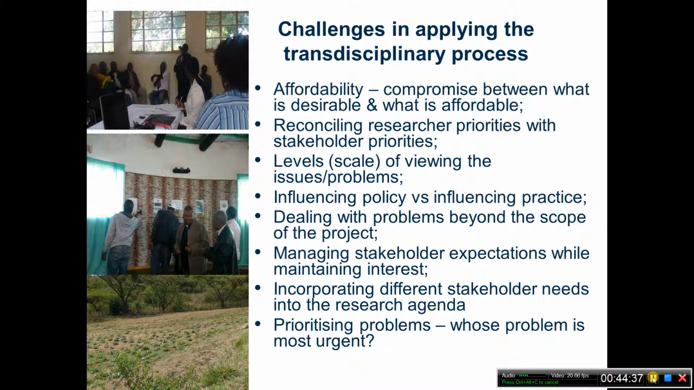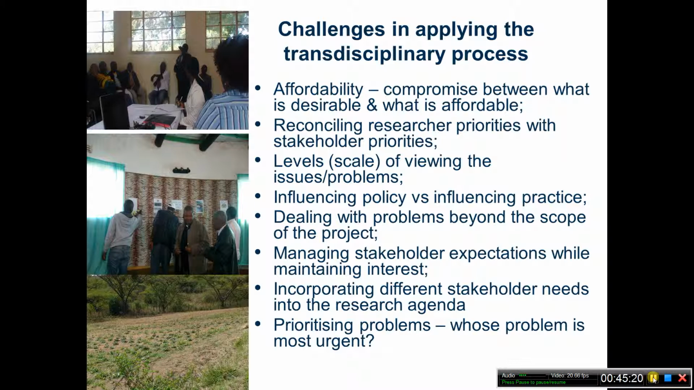The second aspect was reconciling researcher priorities with stakeholder priorities. We found that the different disciplines represented in the research had their own perspectives and their own priorities, and in some instances researchers would think that a certain problem was a priority because of their disciplinary training, the way they viewed things, but farmers would have a different perspective. And as researchers, we had to keep reminding ourselves that the purpose of this research was to address farmers' problems, but not to see issues and problems from our different disciplinary perspectives.